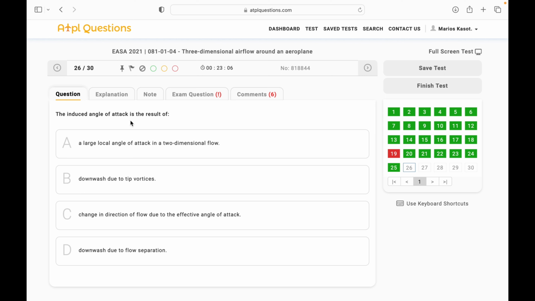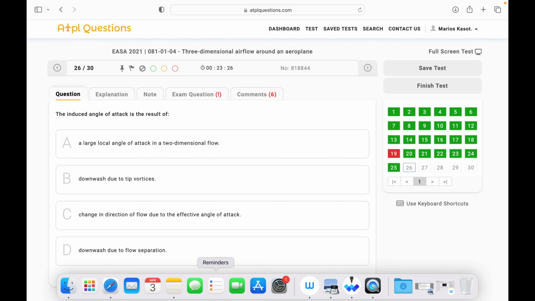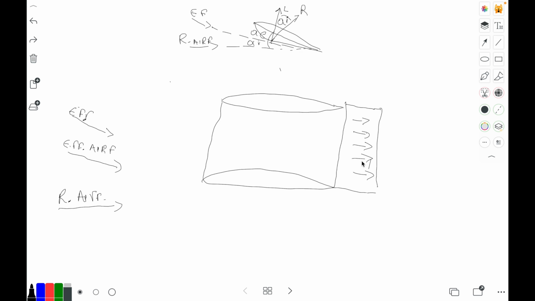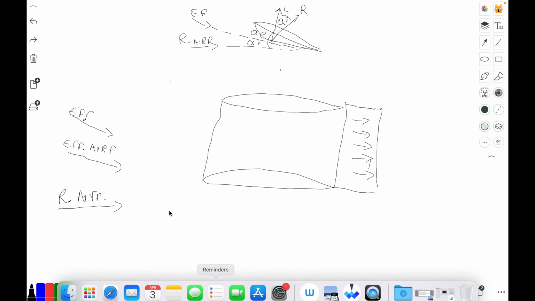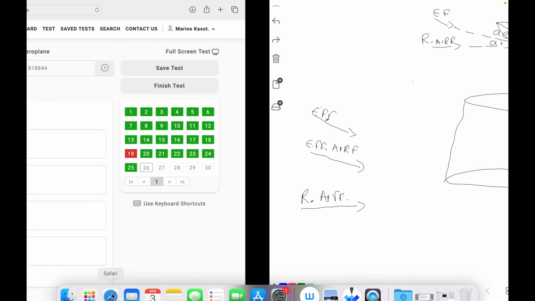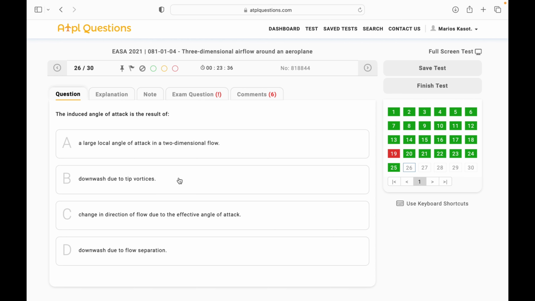The induced angle of attack is a result of: a large angle of attack in two-dimensional flow, downwards due to tip vortices, change in direction of flow due to the effective angle of attack, downwards due to flow separation, downwards due to tip vortices. I hope I haven't erased this. It's due to the downwards flow. That's why we introduced the induced angle of attack. I will get used to it, so I hope my graphs get better. So it's downwards due to tip vortices.